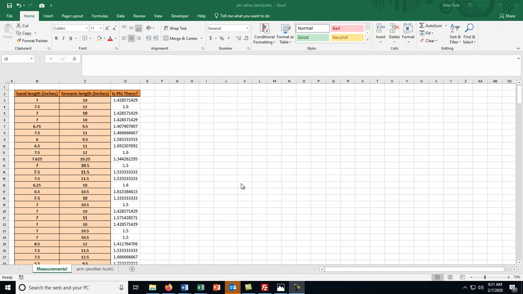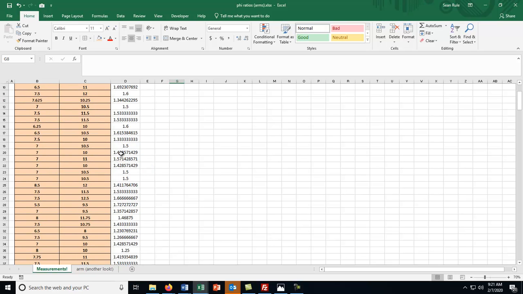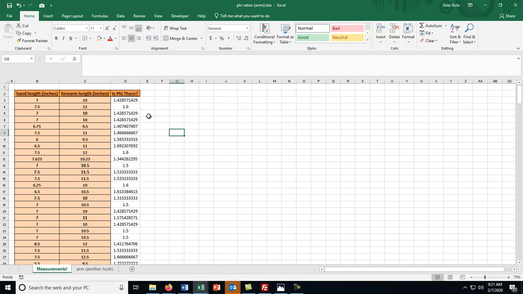Okay, everybody. So you've gotten your ratio of forearm to hand length here, C3 divided by B3, which is totally cool. And you've copied it down. Now the problem is you probably are going to get tired of looking through here for that phi number. So I'm going to show you a real quick data thing you can do in Excel, which is called sorting.